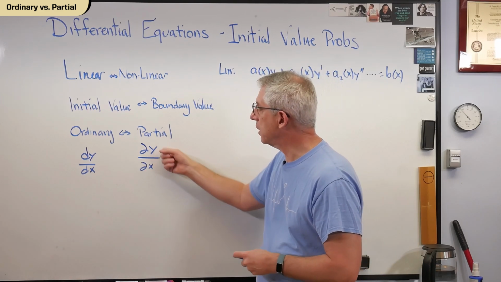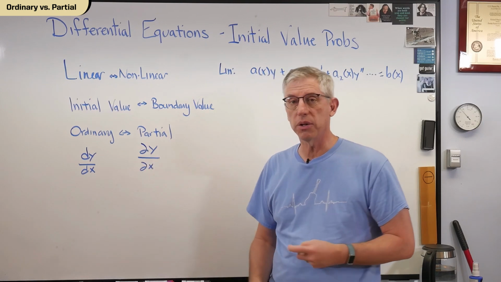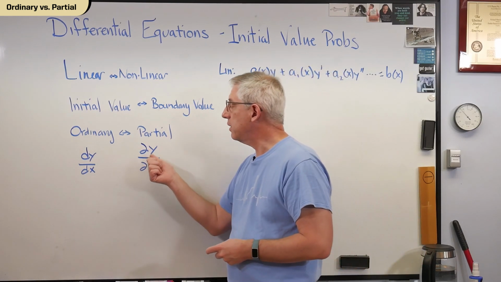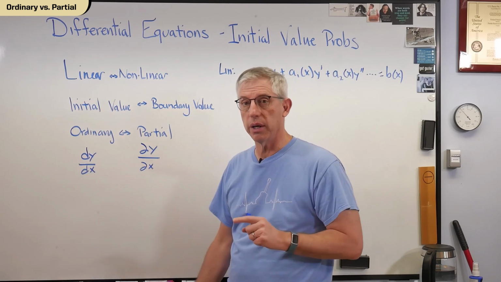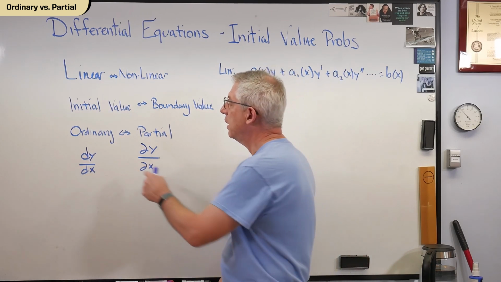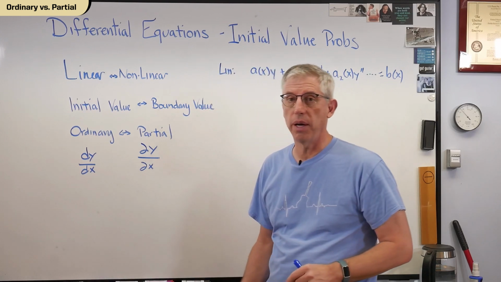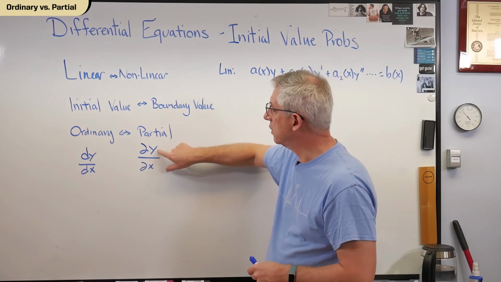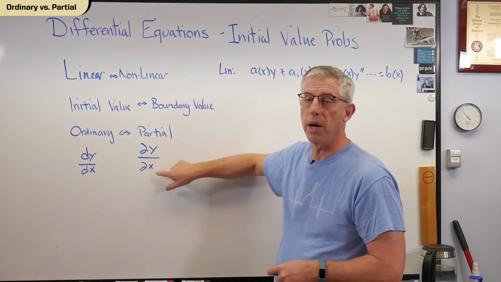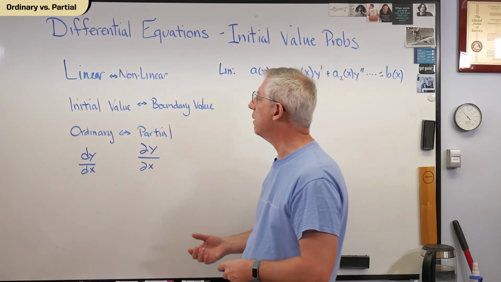But when you see this kind of notation, that backward 6 looking thing, that says this is a differential equation, just like that's a differential equation with one important difference. This one only has one independent variable. This one has more than one. In this case, this is called a partial derivative. Partial y, partial x is how you actually say that.